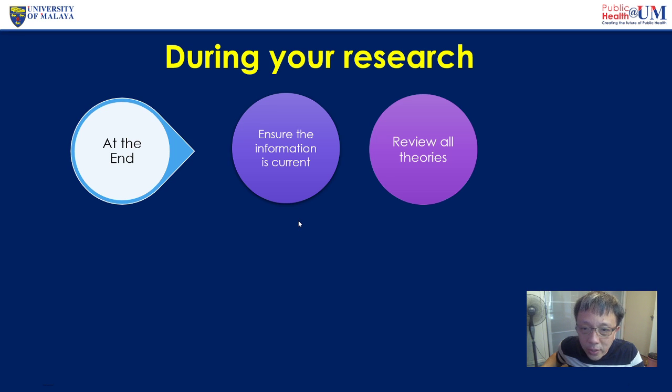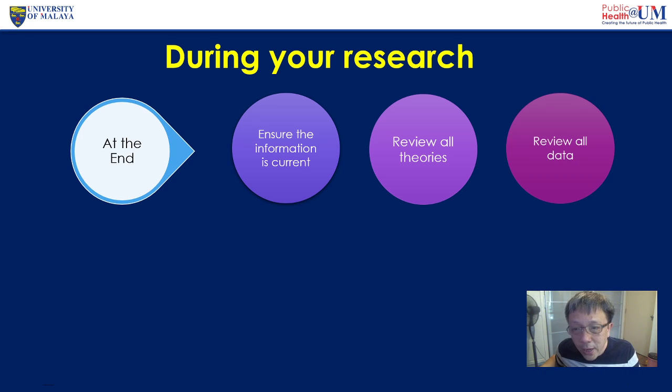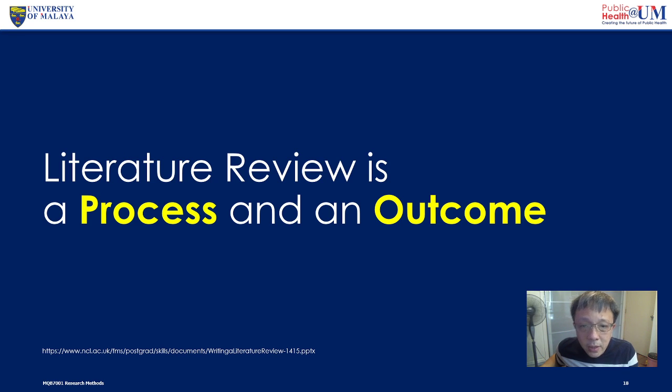And you need to review all theories, whether they are related to yours or not, whether they are different from your finding or not. Then you must review the data, whether the data are the same as yours or different. So we know that a literature review is a process and an outcome, but it's more of a process. An outcome is only when you are submitting the literature review. Okay. Any question?